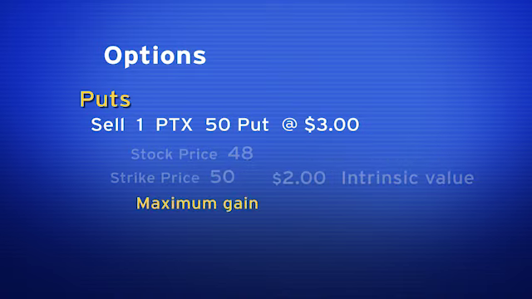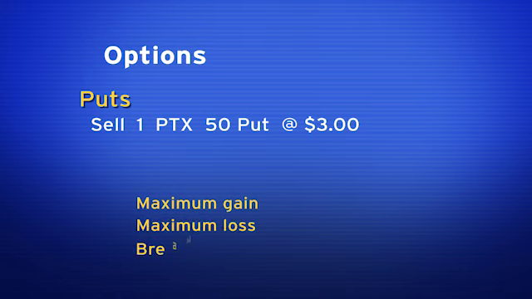What's the max gain, max loss, and break even? Well, I sold this option, so I took in $300. What would I like to happen? I would like for the stock price to go up or stay the same, the option expire, and I get to keep $300.